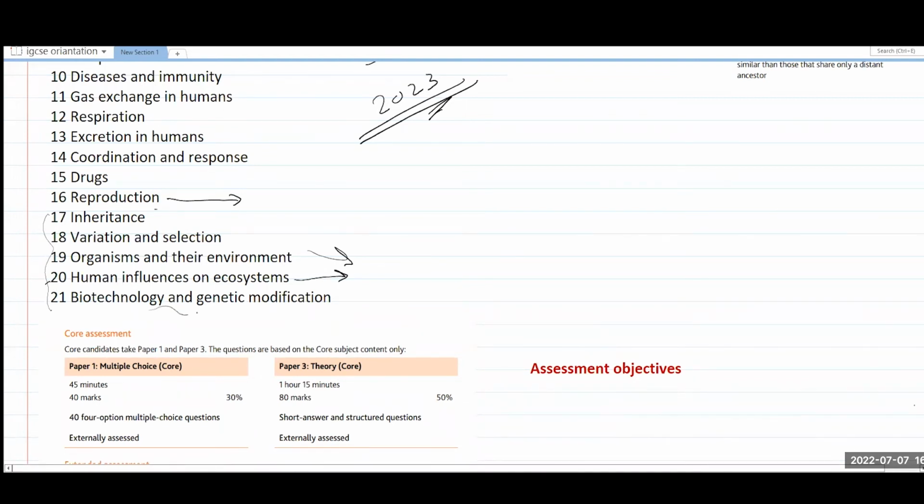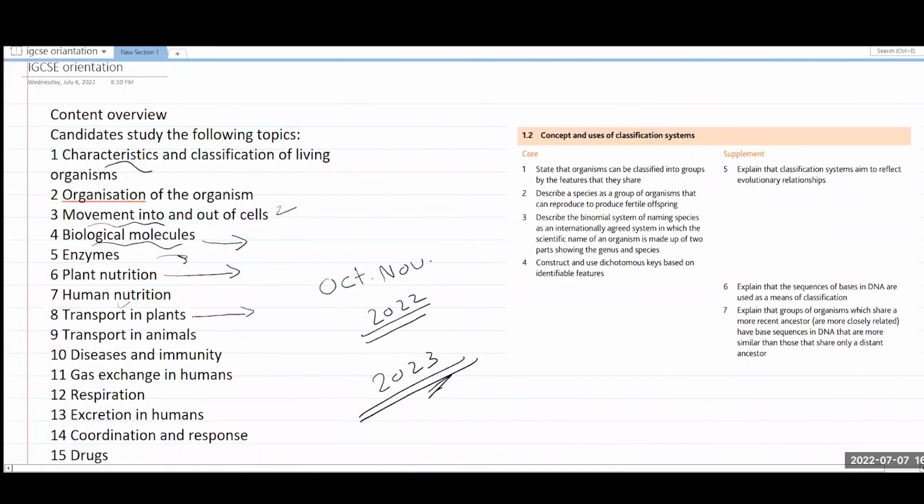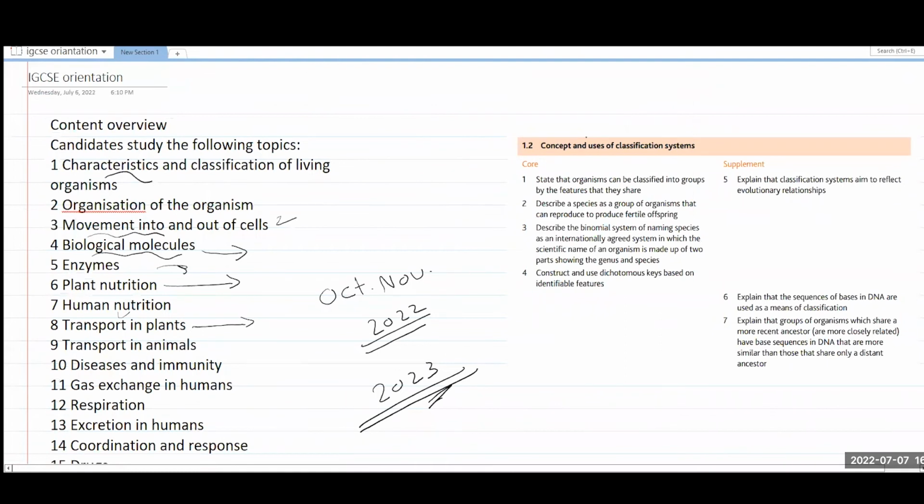And biotechnology and genetic modification is a very important part, because this branch of science affects many sides of our life, everything. By this branch of science, we learned how to modify our crops to increase food production, how to treat diseases, how to handle a lot of things, even how to treat pollution using gene modification. For each chapter, there is syllabus content which we have to cover.